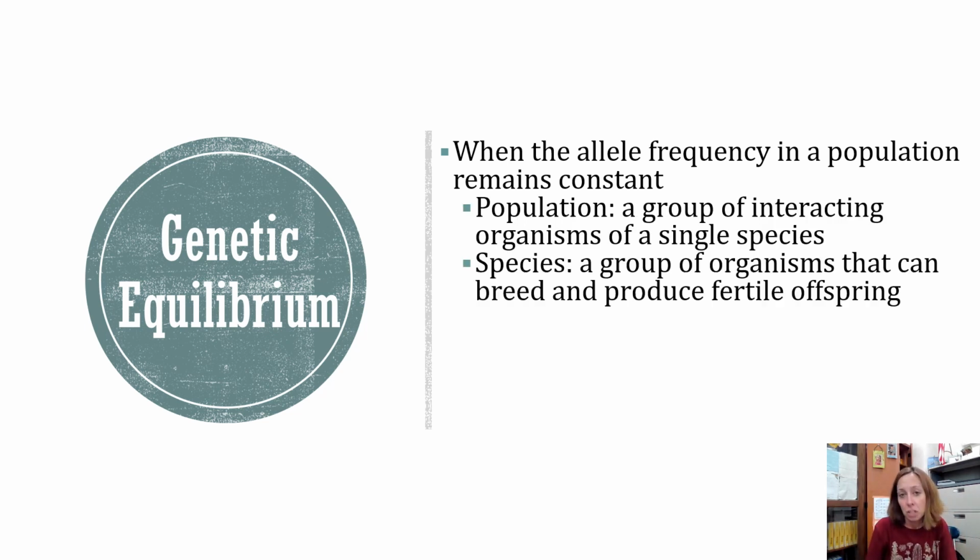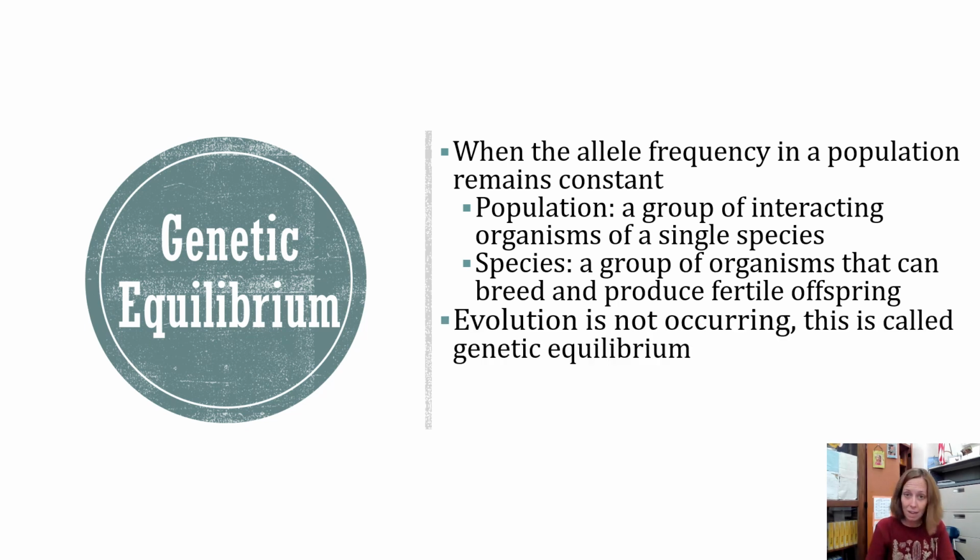You have two definitions here, population and species, which are in your vocab, so you shouldn't be unfamiliar with them, but I wanted to mention it here. A population is a group of interacting organisms of a single species. So one species, but it's the whole group of them. And a species is a group of organisms that breed and produce fertile offspring. So it's not just that they can have sex, they have to be able to mate and then have fertile offspring.